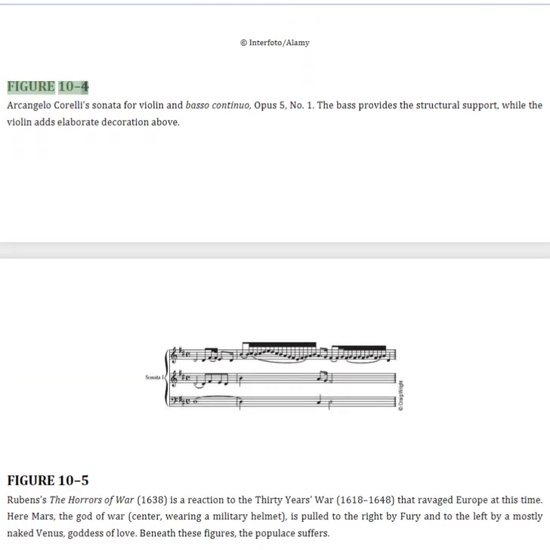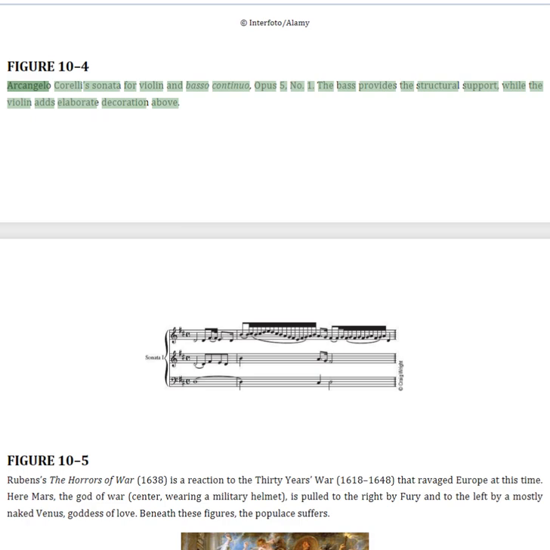Figure 10.4. Arcangelo Corelli's Sonata for Violin and Basso Continuo, Opus 5, No. 1. The bass provides the structural support, while the violin adds elaborate decoration above.